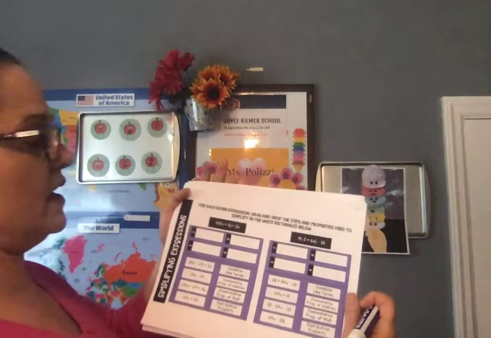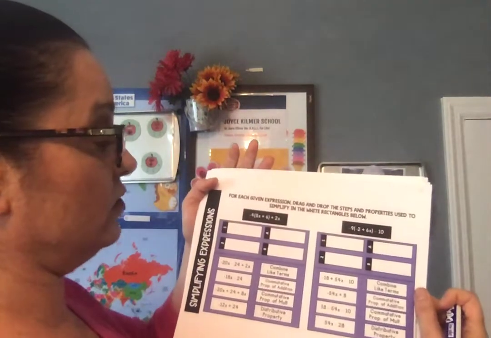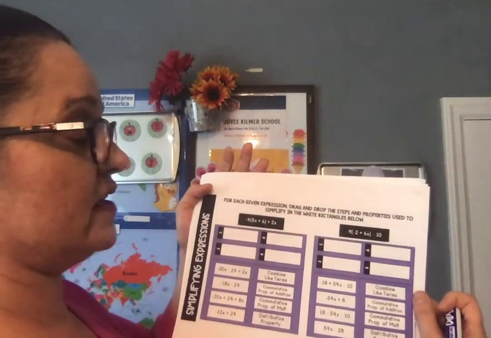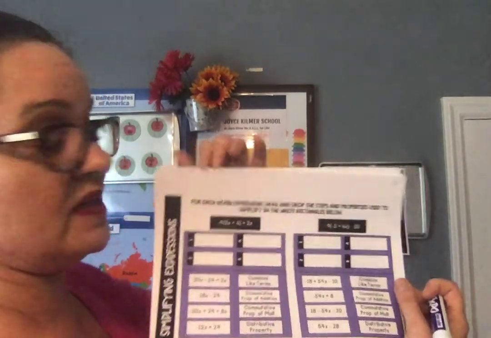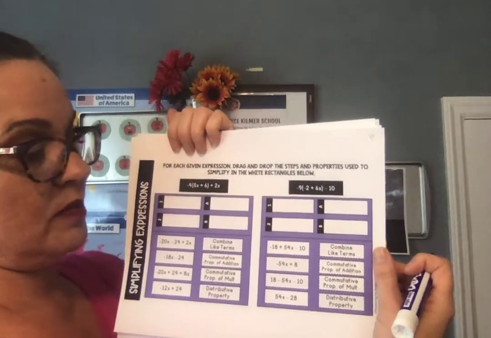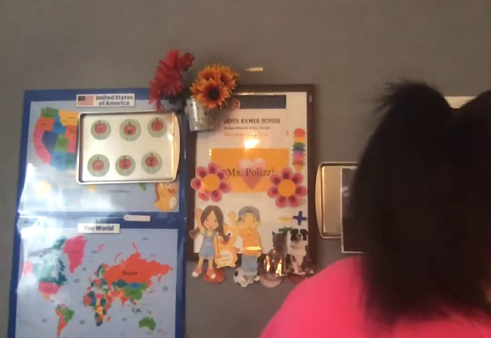All right, so our last page, page number 4, we are given an expression and we need to not only simplify it, but we need to drag and drop the steps and the properties that we will be using when simplifying, okay? So I'll show you what that will look like.